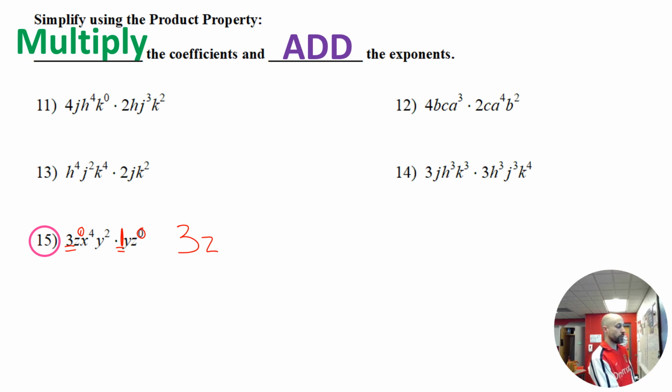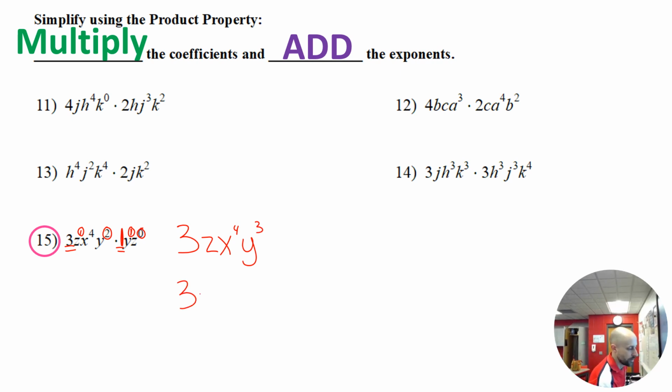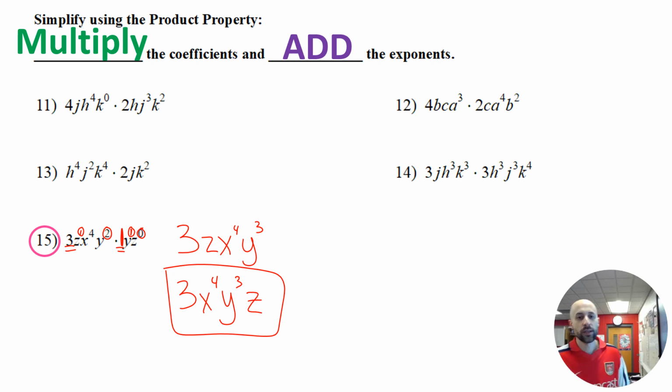There's an x to the fourth, but that's the only x term, so x to the fourth. Y to the second, and then there's a y to the first. So that would be y to the third. Now, a lot of times you're probably going to see that written as x to the fourth, y to the third, and then the z, so alphabetical, but those two expressions are the same. Okay, so on to the next property.